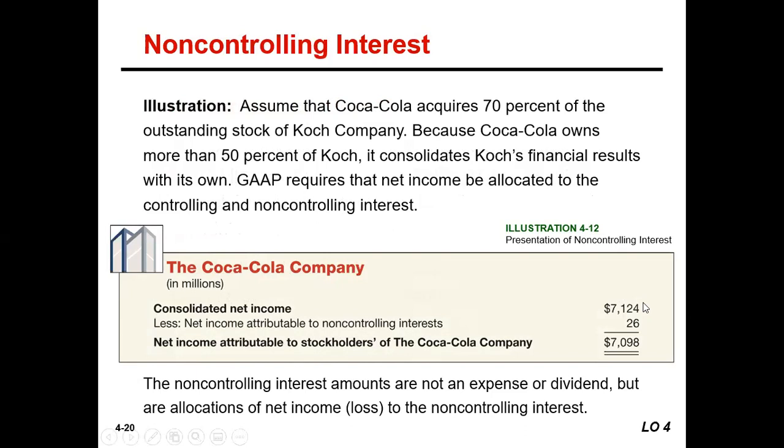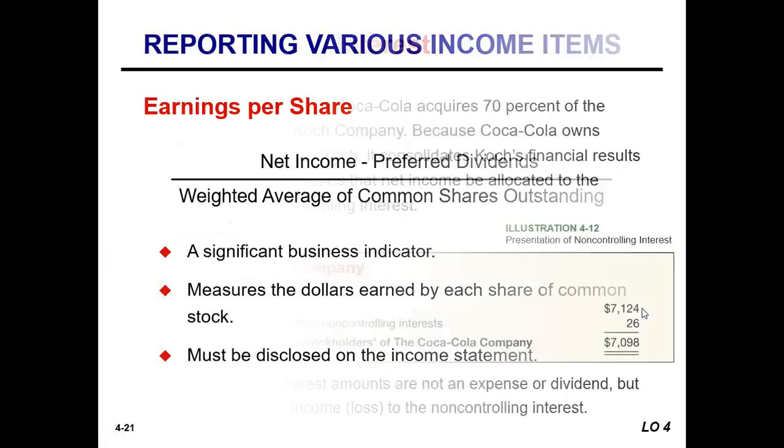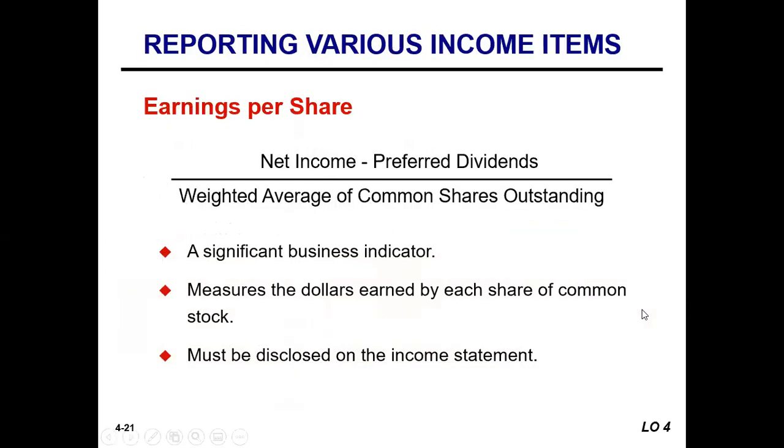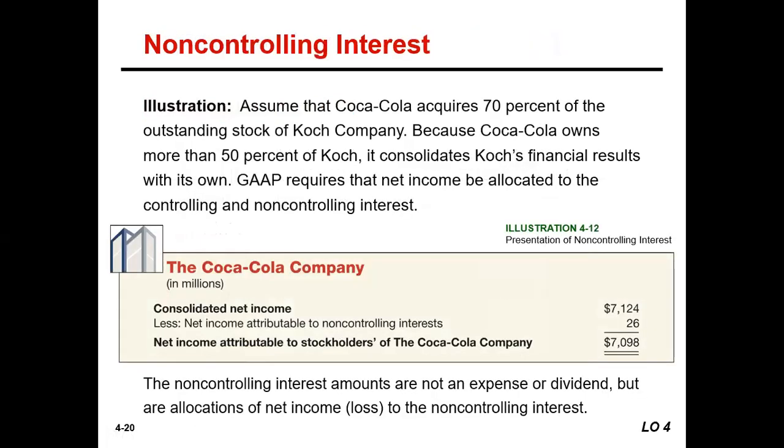We see the consolidated net income, gosh darn it, of 7,000. This touchpad drives me crazy. Touchpad, whatever you want to call it.